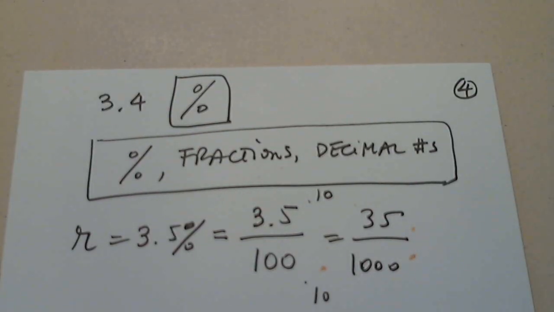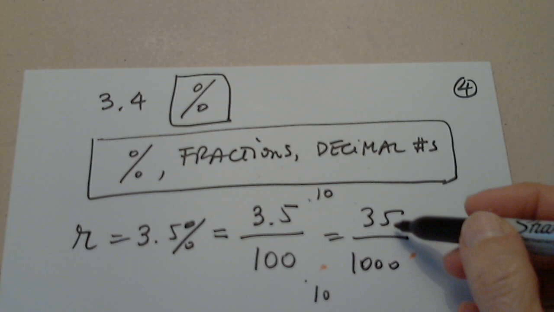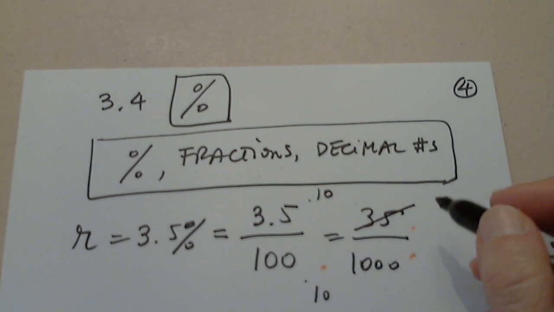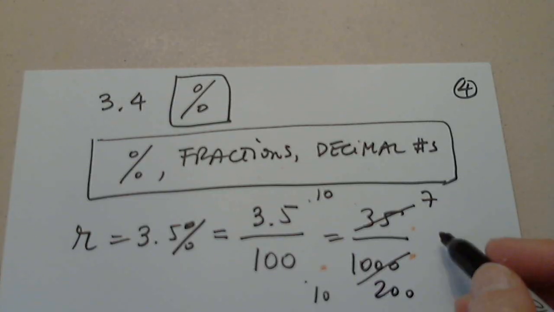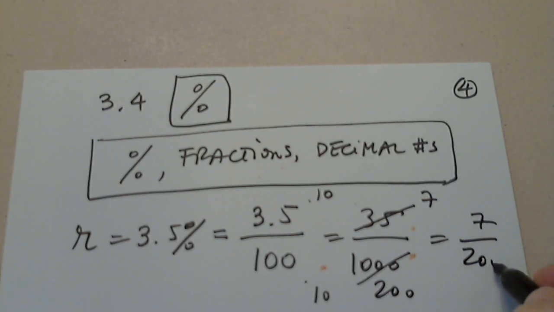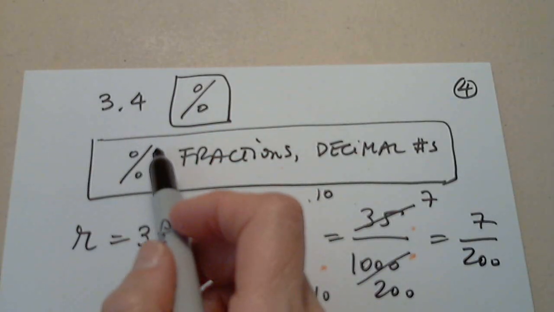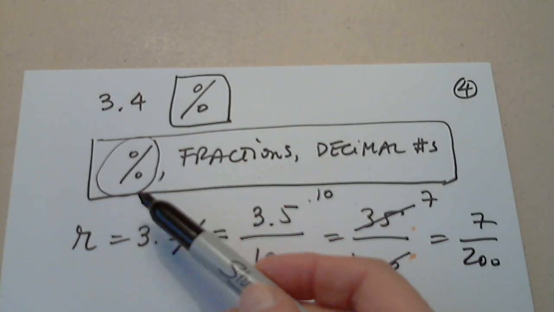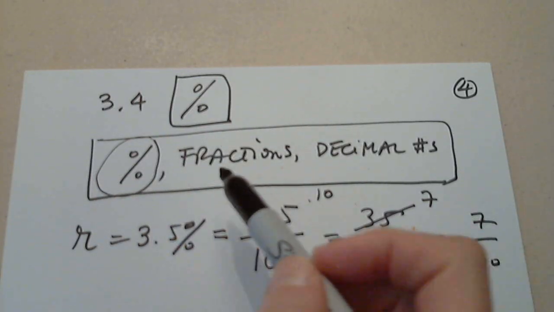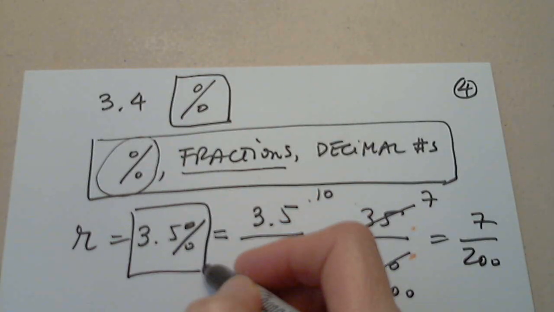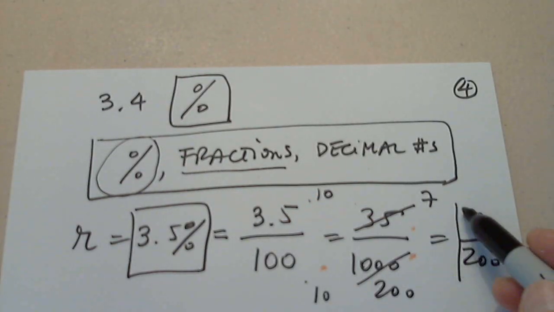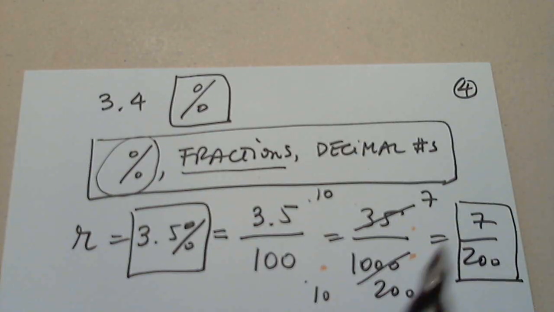Yes, this is not fully simplified. It can be further simplified by 5, because both numbers end in 5 and 0. When I simplify by 5, I get 7. When I simplify by 5, I get 200. So this is 7 over 200. So I changed from a percent to a fraction. So 3.5% in fraction form is 7 over 200.